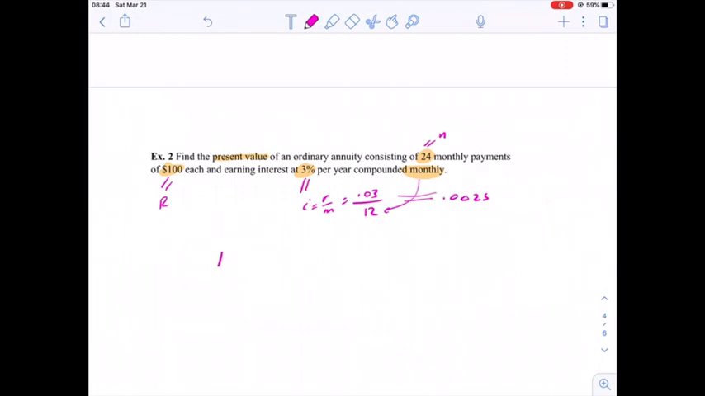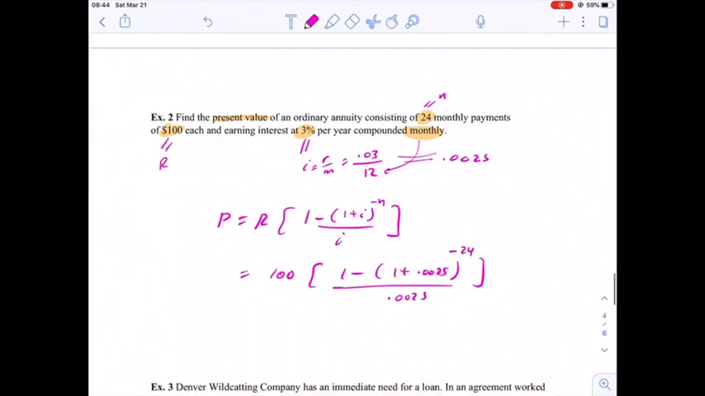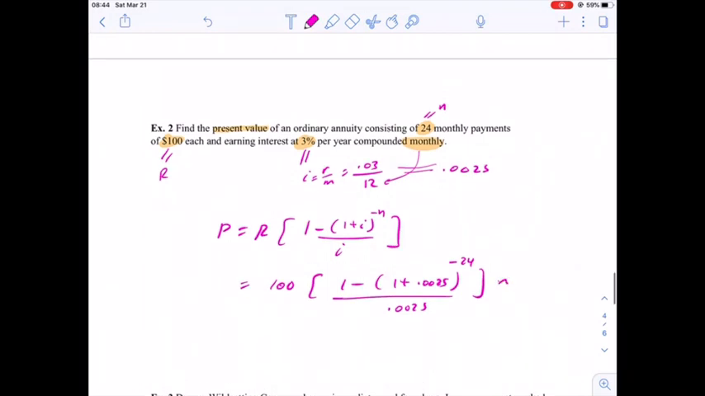Now we apply the formula. The formula is P equals R times (1 minus (1 + I) raised to power negative n) all over I, and this is 100 times (1 minus (1 + 0.0025) raised to power negative 24) all over 0.0025. Now using the calculator we got $2,326.60.